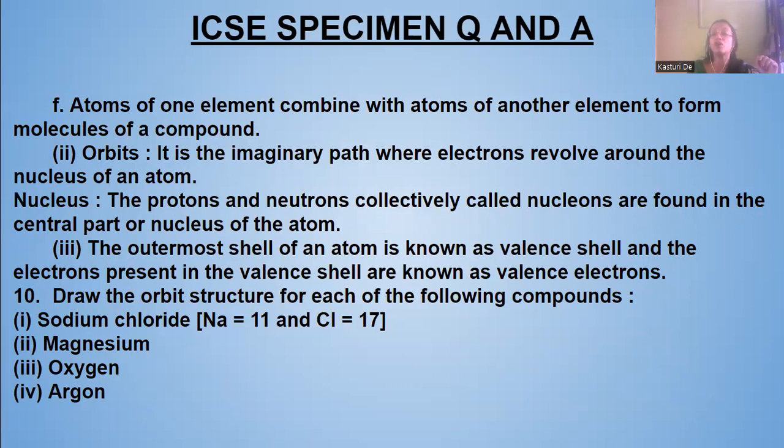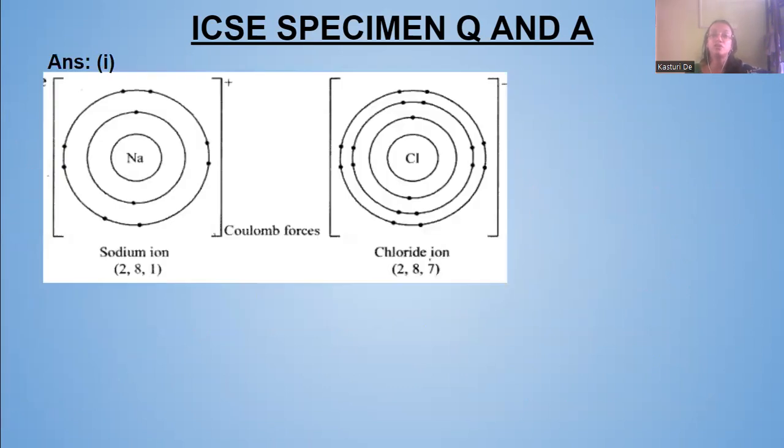Now draw the orbit structure of each of the following: sodium chloride, magnesium, oxygen, and argon. For sodium chloride, sodium has atomic number 11 and chlorine has 17. So let us see the structure of sodium and chlorine. Sodium has 2, 8, 1 and chlorine has 2, 8, 7, with electrostatic forces between them, and this will form sodium chloride. Sodium had 1 electron in its outermost shell. So 1 electron is given to chlorine, and chlorine required 1 electron to complete the octet, so it has taken that electron to form sodium chloride.